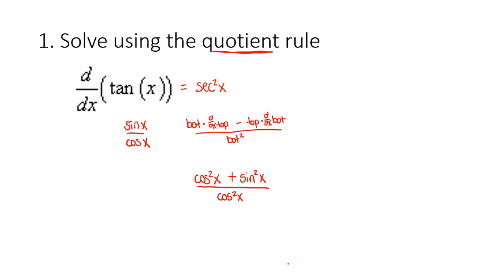Now here's what I was hoping you would do with this. I was hoping you would say, okay, we can divide cosine squared by cosine squared, and that's just 1. And then sine squared divided by cosine squared can turn into tan squared x. And using one of our trig identities, this is secant squared x. Okay? Hopefully that wasn't too painful.